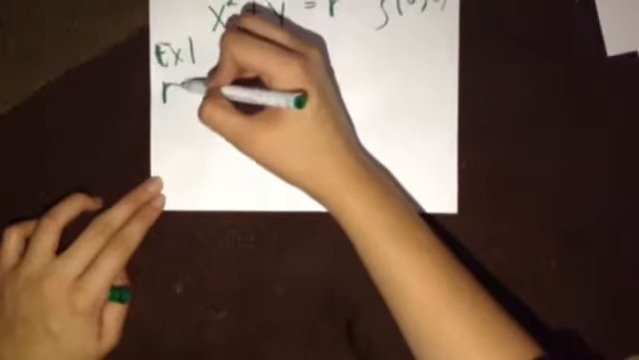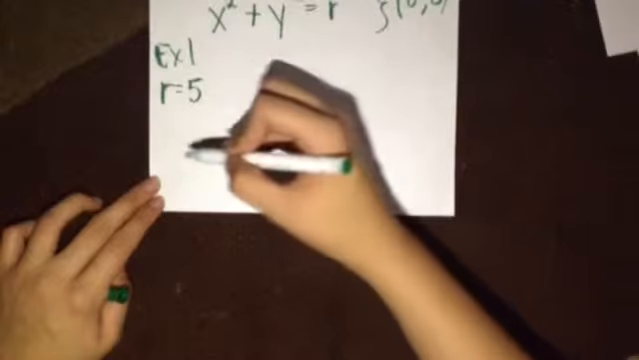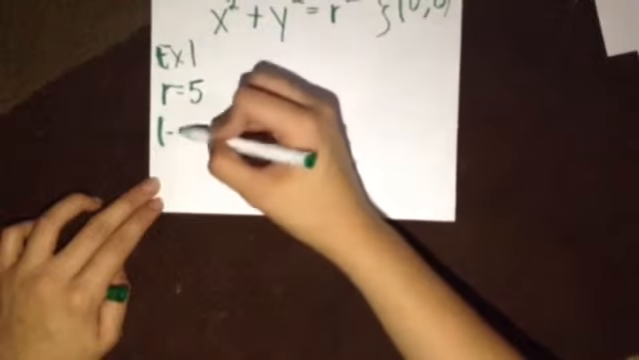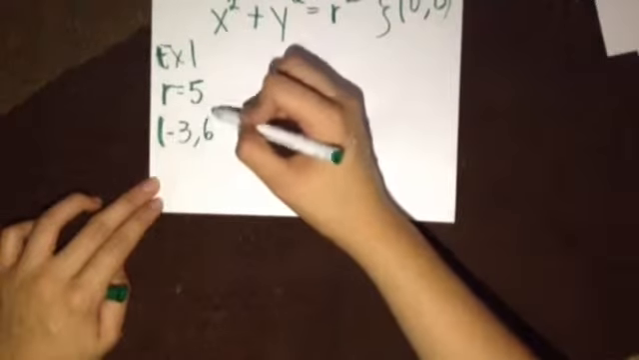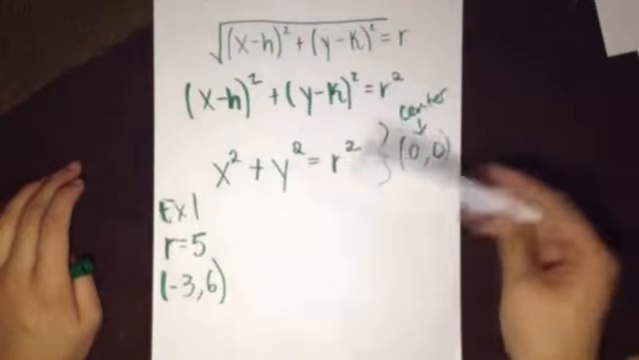So, example number 1. Let's say you have a circle with radius of 5 and the point -3, 6. All you have to do is plug this into this equation. So we're going to do that.